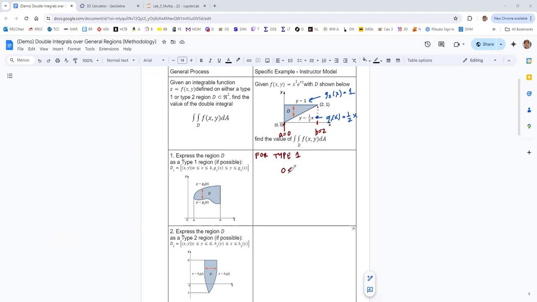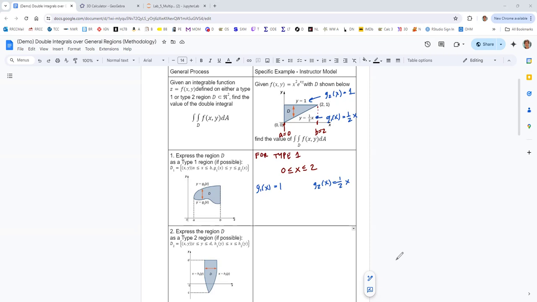So, for the type one, you could relate x as just a regular inequality between a and b. So x going from 0 to 2. And then your two functions, for the top and bottom, 1 and 1 half x. And then we would get this region D.